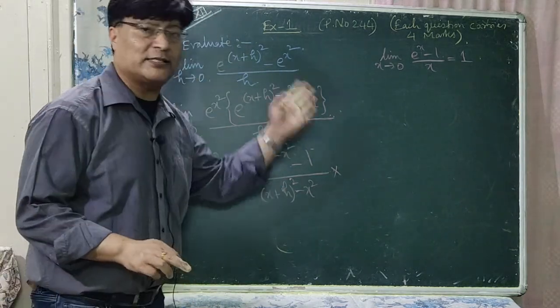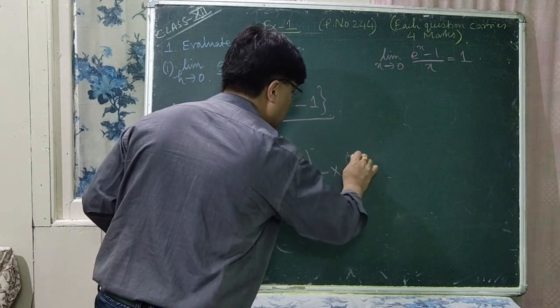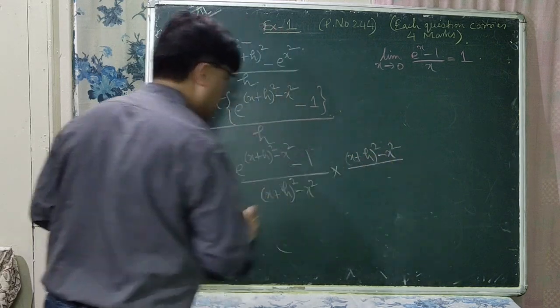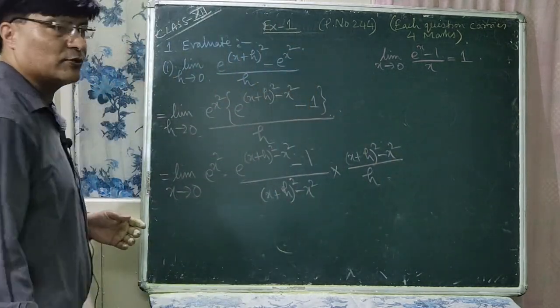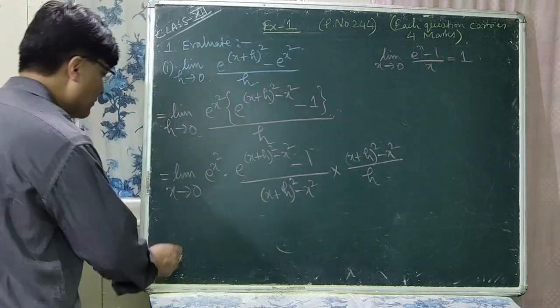But it should be cancelled. We have to cancel it, so to cancel it, what do we write in the numerator? (x plus h) whole square minus x square, this divided by what? This is h. So I think you have understood it. Okay. So let us simplify it.